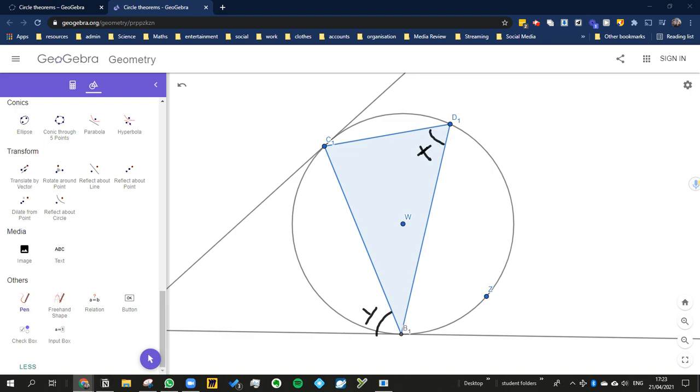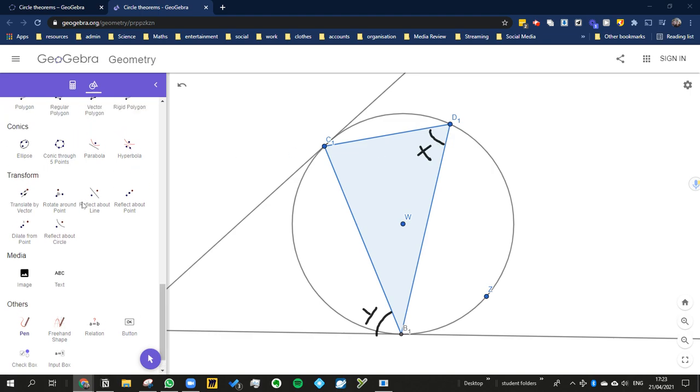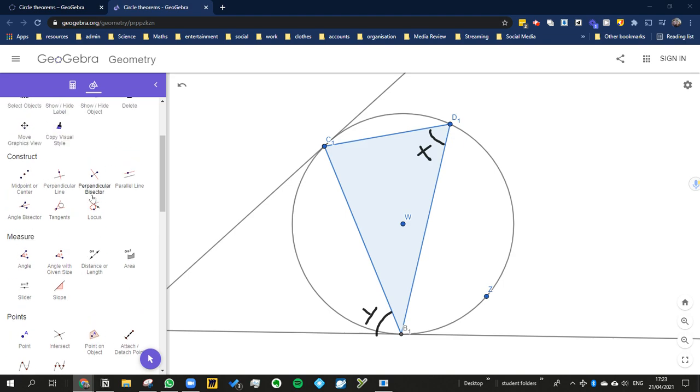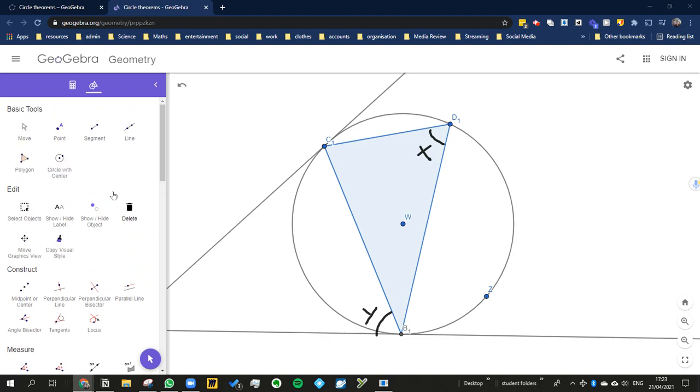Okay, so basically I'm showing that x is equal to y, and the way that I'm going to do that is I'm going to start off by getting a connector line, which, where are we going to find that? Segment, okay. And I'm going to join this to C. So W is the center point, and I'm also going to join W to B1 down there.